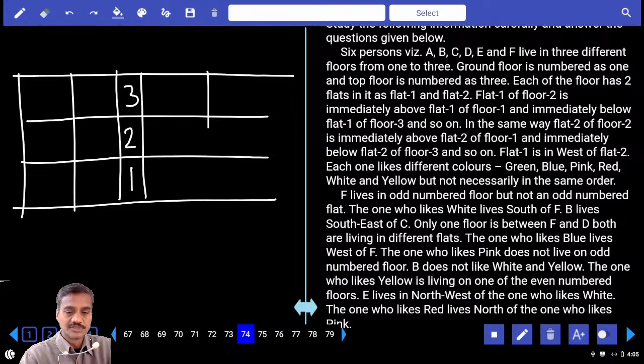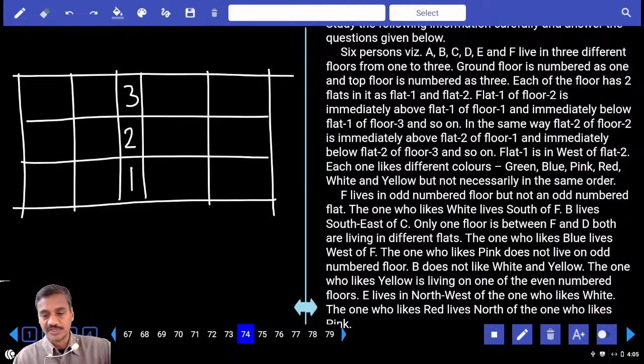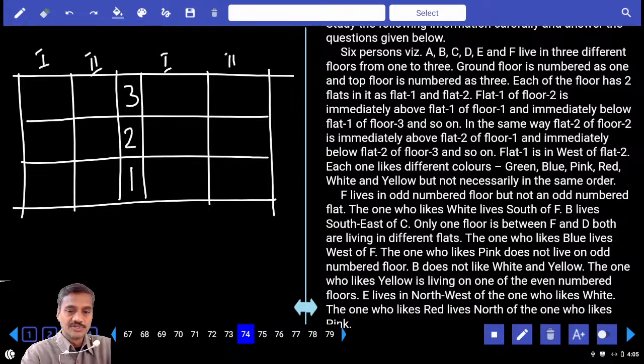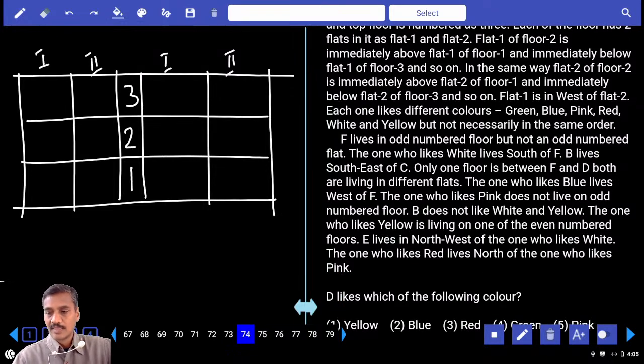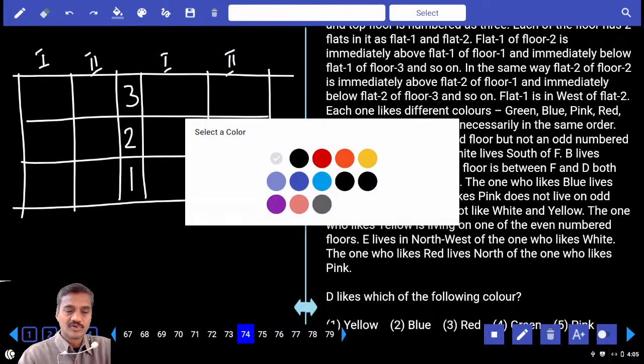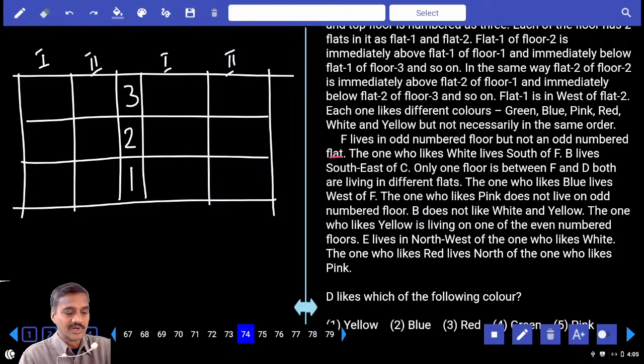And second priority, because a parameter is also added to this one. Now this is flat 1 and this is flat 2. Coming to condition number 1, F lives on an odd numbered floor but not odd numbered flat. That means F is on an odd numbered floor, even numbered flat. Hence F must be first floor, second flat, or third floor, second flat. Are you getting this one or not?